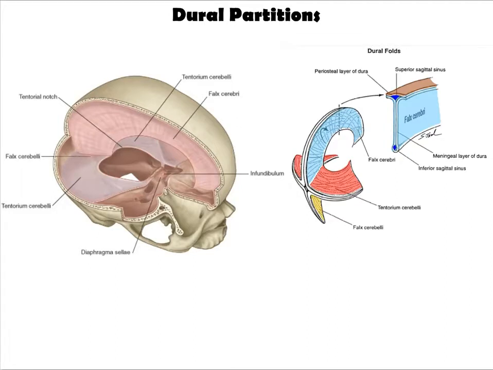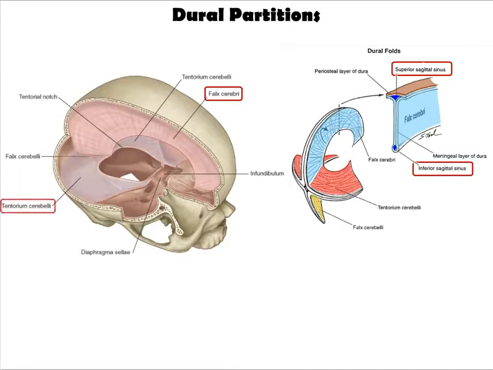In total, there are 4 dural partitions. The largest of the dural folds is the falx cerebri. This sickle-shaped partition is a midline fold that runs in the longitudinal cerebral fissure between the hemispheres of the brain. It attaches from the crista galli anteriorly to the tentorium cerebelli posteriorly. It encloses the superior and inferior sagittal sinuses along its upper and lower borders.